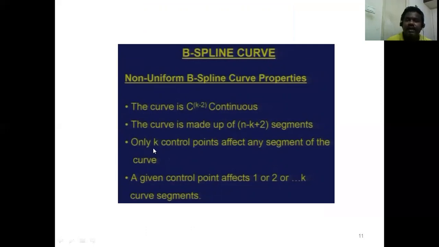Only k control points affect any segment of the curve. It has got local control. This is the major advantage of the B-spline curve. A given control point affects 1 or 2 or 3 segments of the curve, not the entire shape of the B-spline curve.